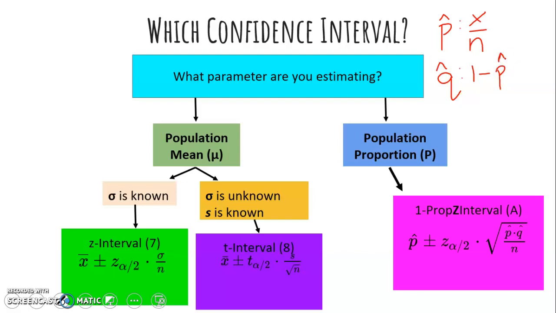But this is the basic flowchart that you can use to help you figure out which type of confidence interval, which formula, or which calculator function you need to use. So again, if it's population mean and you know the population standard deviation, it's a Z interval, number 7. If you don't know population standard deviation but you know the sample standard deviation, it's T interval. Or if you are estimating a population proportion, it's one prop Z interval.